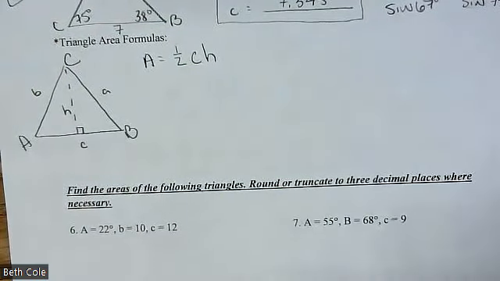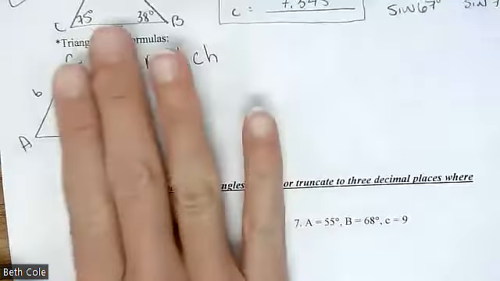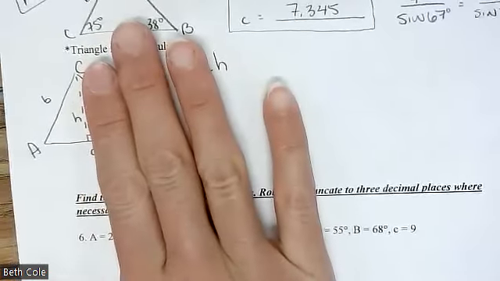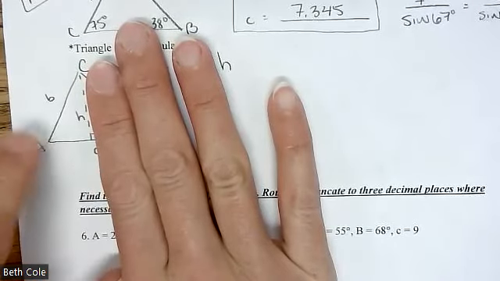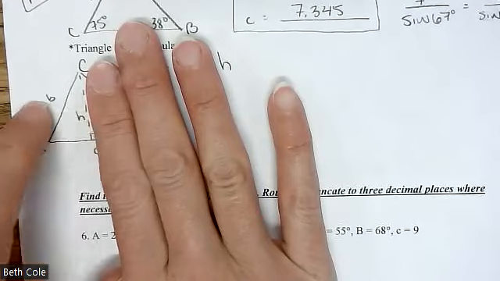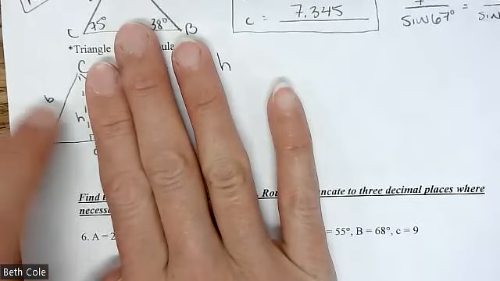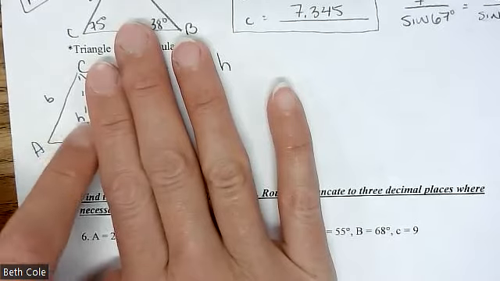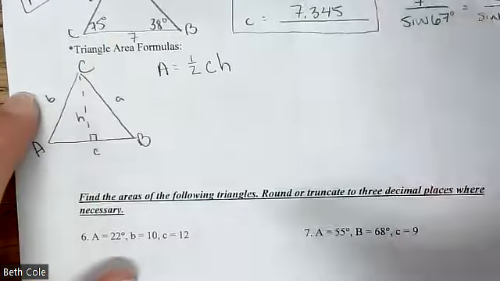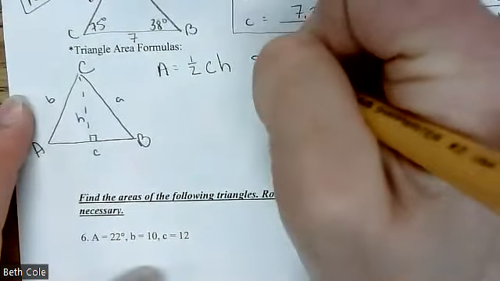So now I need a formula for what the height is, and we're going to do the same thing we did on the other side of the paper. Try to just look at this right triangle. Sine of A equals, if I look at just this right triangle, sine of A equals H over B.